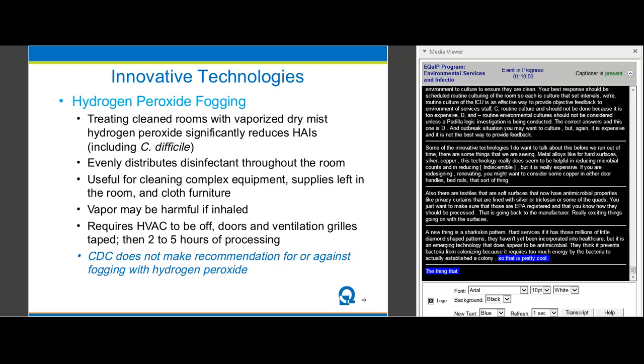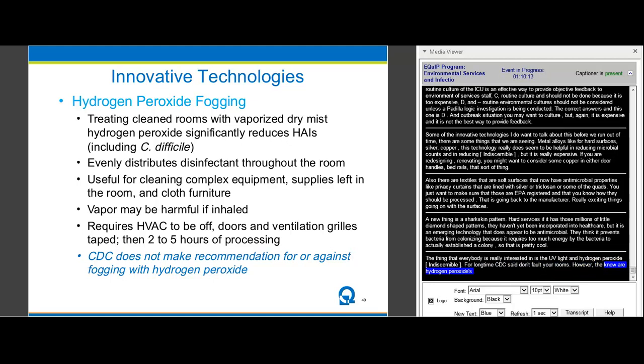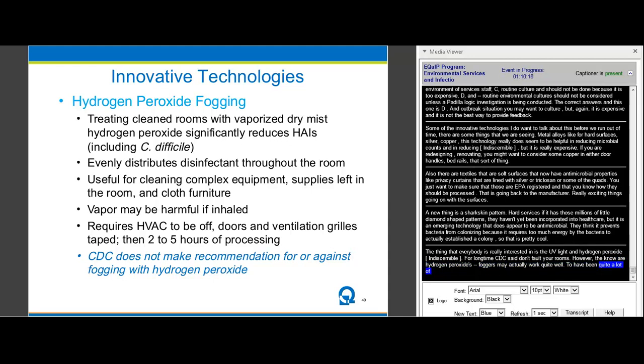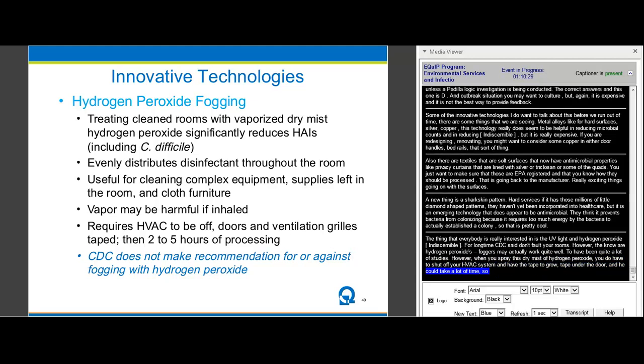For a long time, CDC said, don't fog your rooms. However, the newer hydrogen peroxide foggers may actually work quite well. There's quite a lot of studies. However, when you spray this dry mist of hydrogen peroxide, you do have to shut off your HVAC system, and you have to tape the grills, you have to tape under the door, and it can take a long time. So it's a lot of prep area, and the rooms cannot be occupied. And this fogging can take 2 to 5 hours.